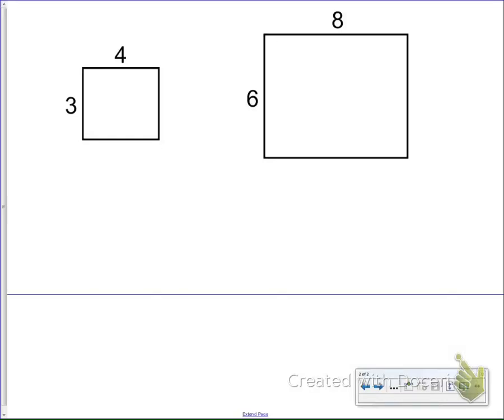So lately we've been working with similar figures, and I want to take that concept one step further, because so far all we've been looking at is side length changes, which are one-dimensional changes. So if we look at the two shapes that I have right here, you see that from 3 to 6 I multiply by 2, and from 4 to 8 I multiply by 2.